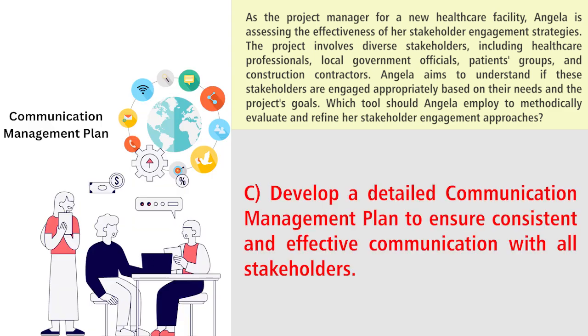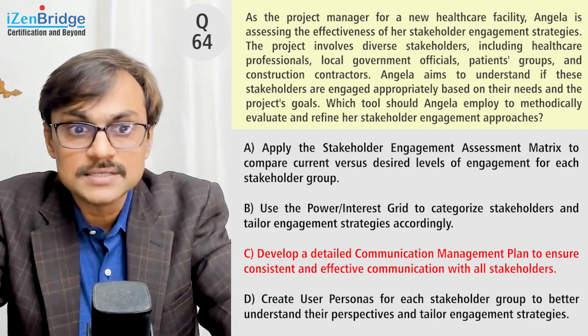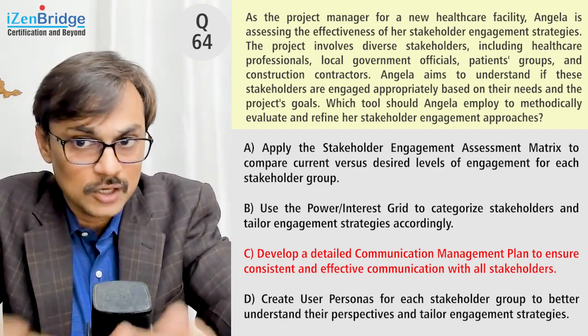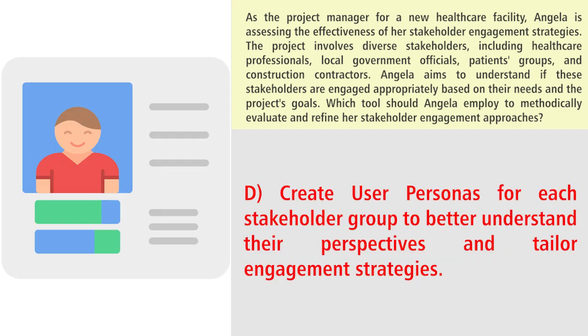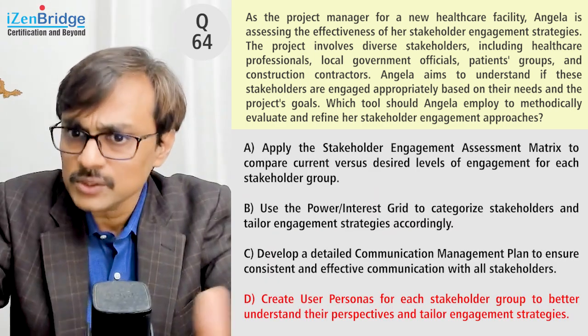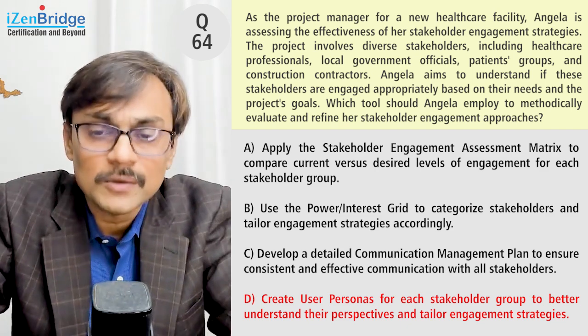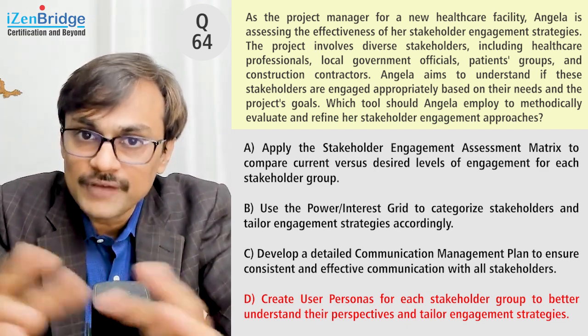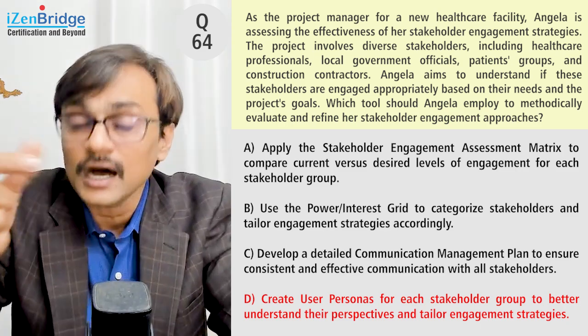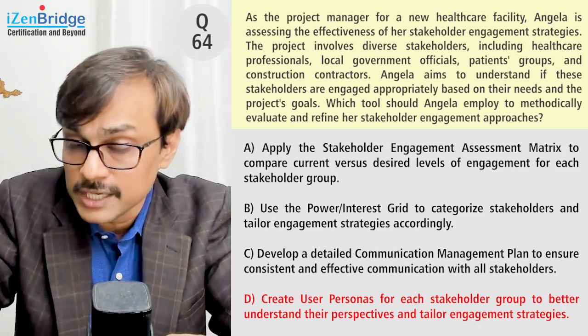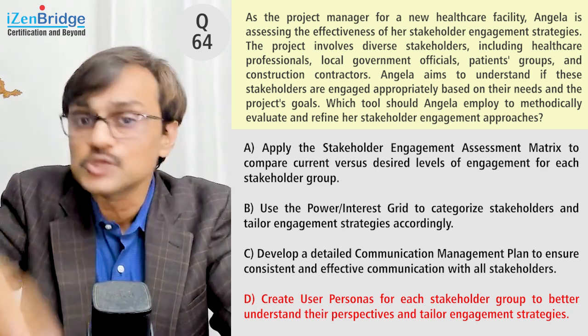Option C, develop a detailed communication management plan to ensure consistent and effective communication with all stakeholders. Yes, you have to do it, but that could be as a result of option A, after that, not before that. Option D, create a user persona for each stakeholder group to understand their perspective and tailor engagement strategies. It's a good input, but not taking care of the current problem. Our current problem is focusing on whether these people are appropriately engaged or not, and if they are not, let's do something about it.